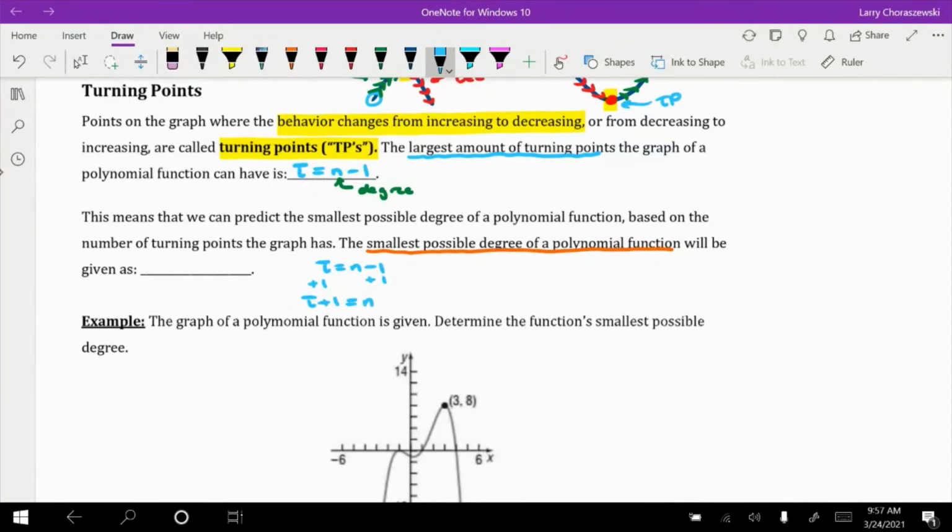So the smallest possible degree that a polynomial function could have would be given by the number of turning points plus 1. So t plus 1.